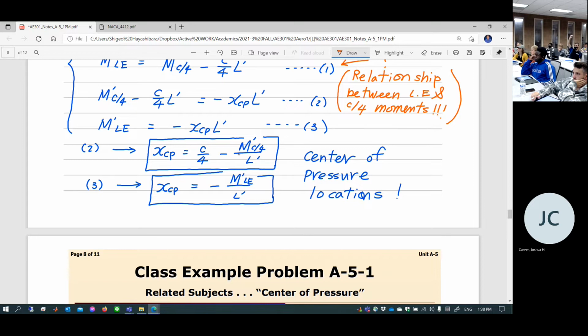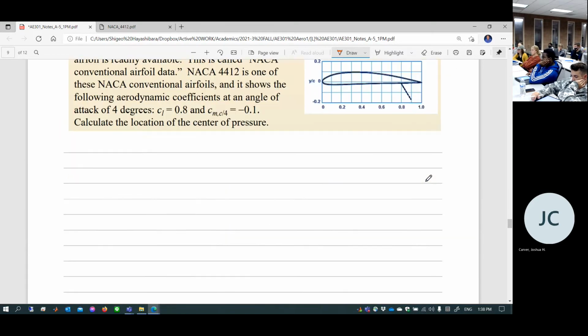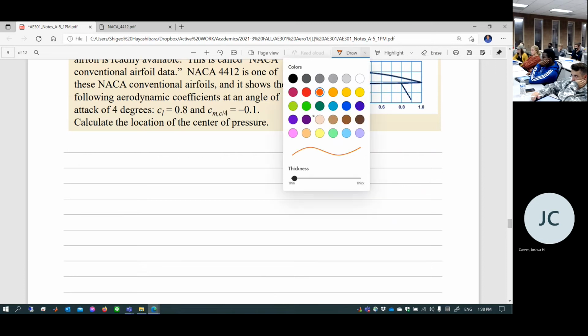We only have the coefficient, we don't actually have the actual moment. That's right. This is the actual moment, this is the actual lift per unit span, this is the actual chord length. We never know those things, so we have to normalize it. Any idea how to normalize this? Divided by chord length, correct. That's right. So let's find out.